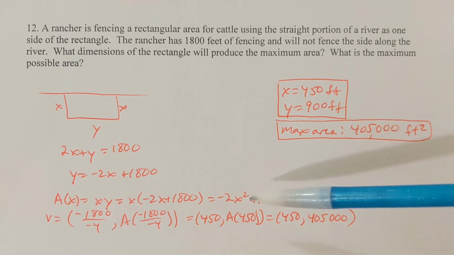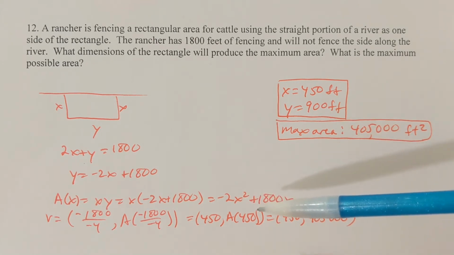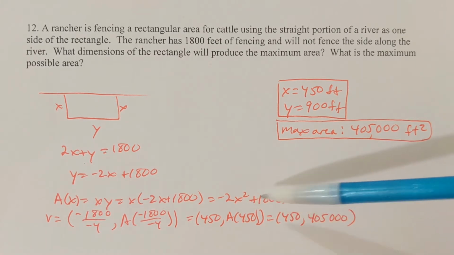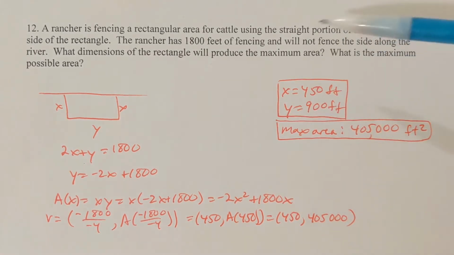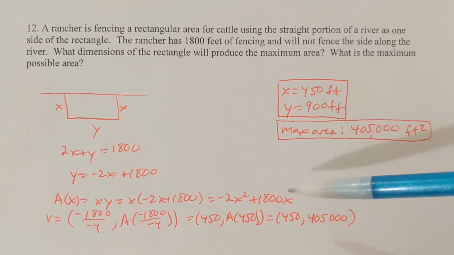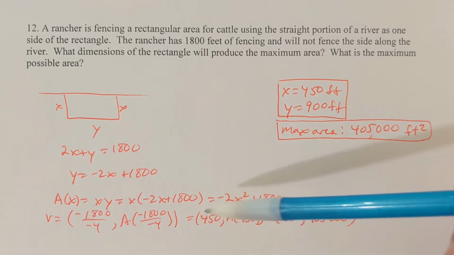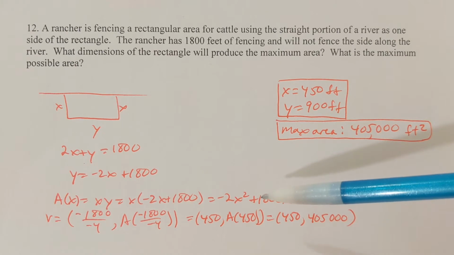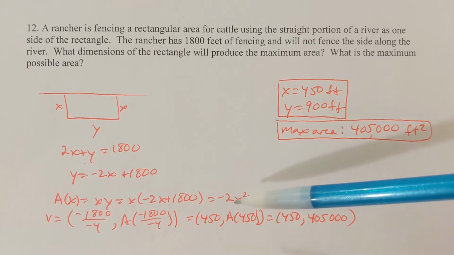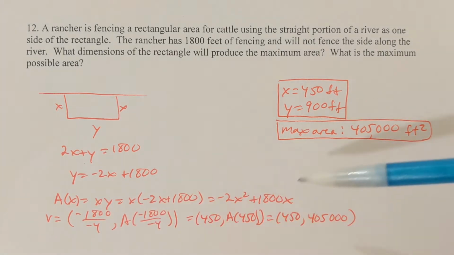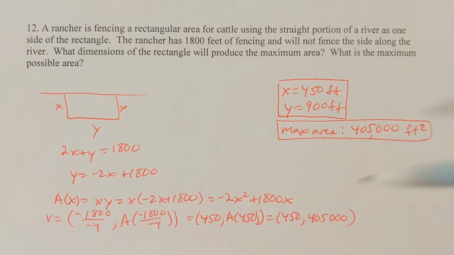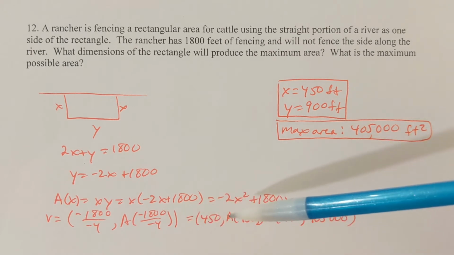Okay, and this is a parabola that's facing downward, indicated by the negative 2 there. And I need to find the maximum area. Maximum is a keyword here, and so I've got to find the vertex. Negative b divided by 2a. 2 times negative 2 is negative 4. Negative 1,800 divided by negative 4 is 450.